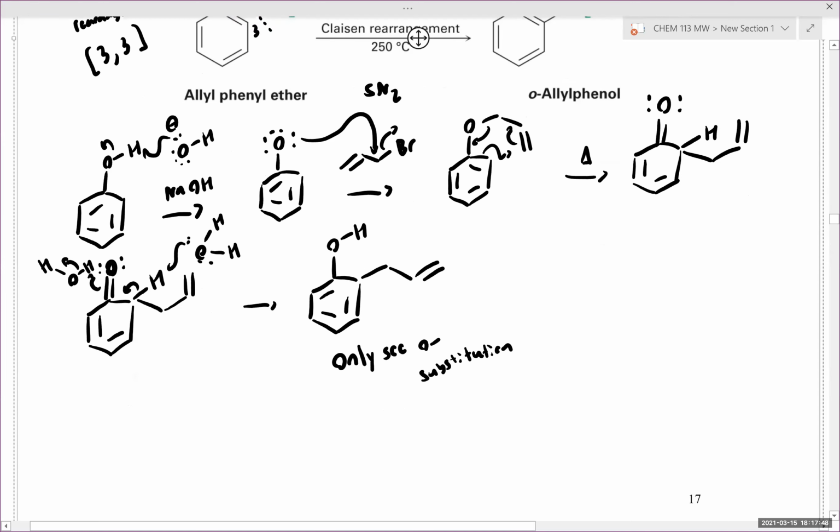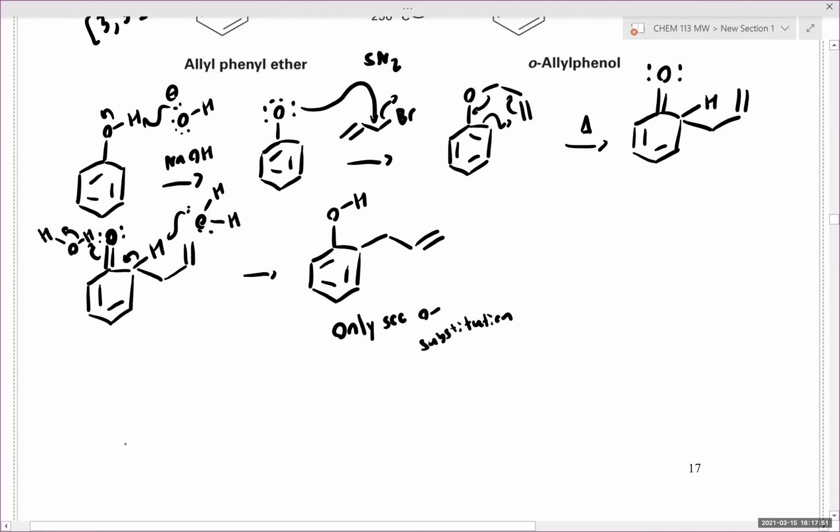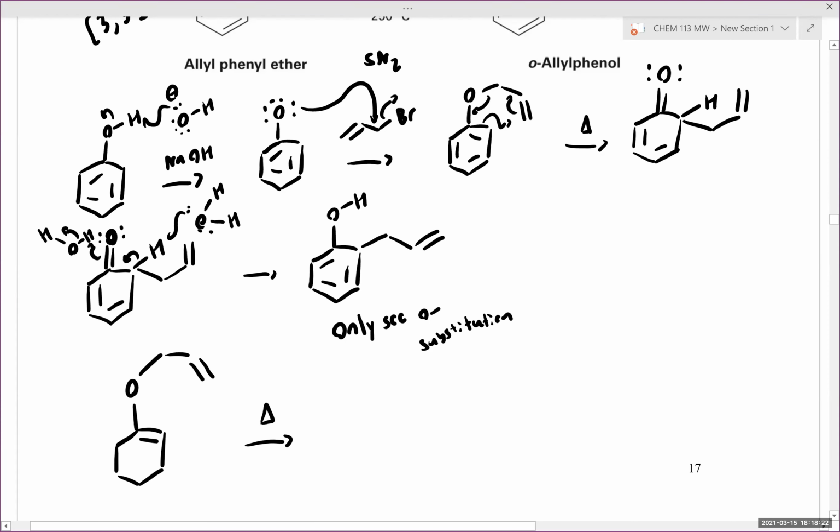One thing I would like to bring up is that you can also observe Claisen rearrangements for systems that are non-aromatic. So for example, if you have a substrate like so, and you heat this substrate to high enough temperatures, you can in turn trigger a 3,3 sigmatropic rearrangement.